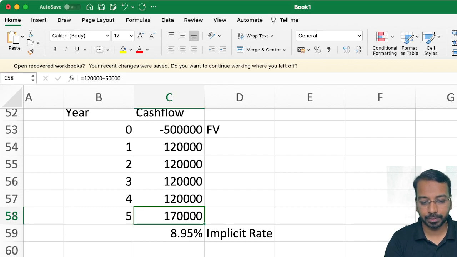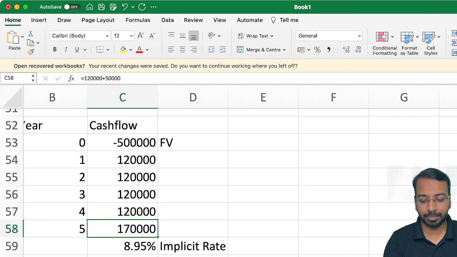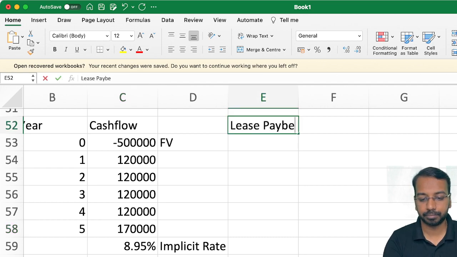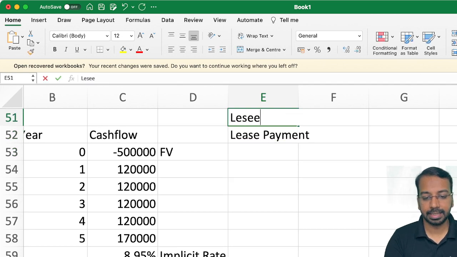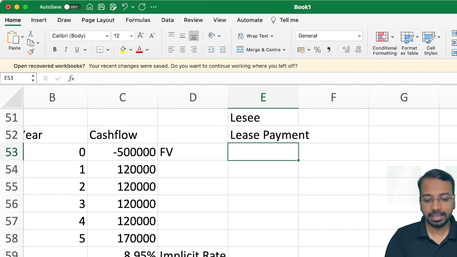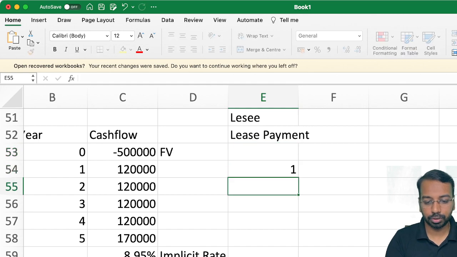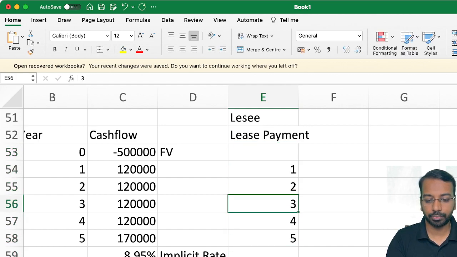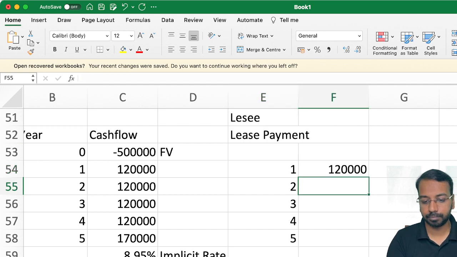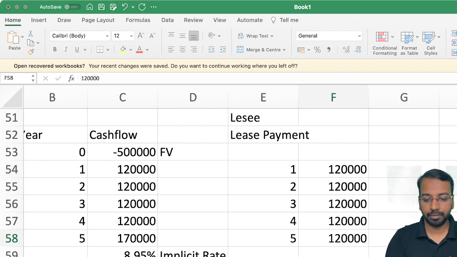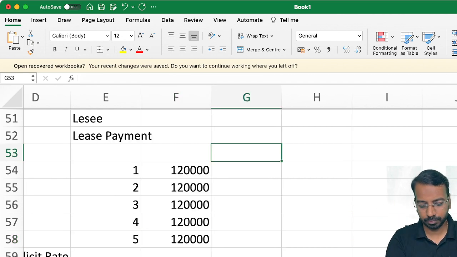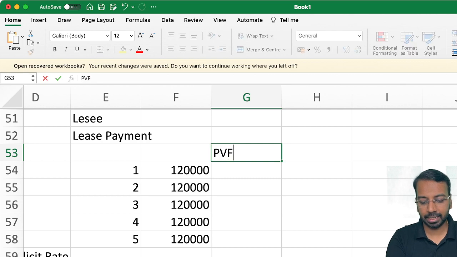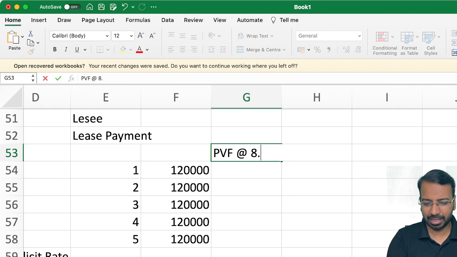Now, out of this, let us say lease payment for lessee. Lease payment for lessee is at the end of year 1, 2, 3, 4, 5. It is 120, 120 each. That 50,000 is not by the lessee. You are not paying that. You will have a present value factor at, now I'll use 8.95%, or for our understanding I'll make it 9%.